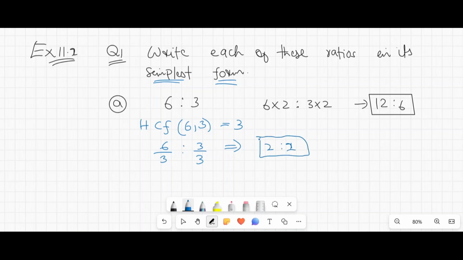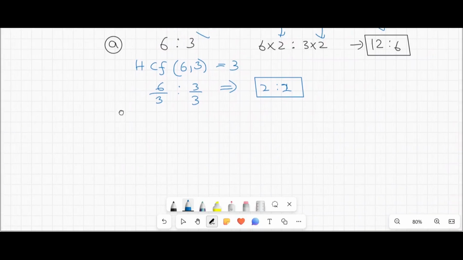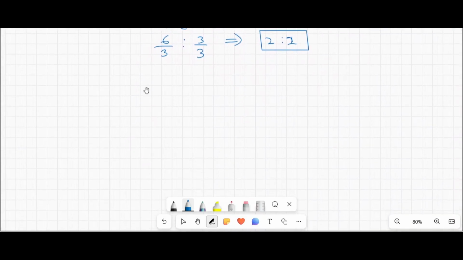So this form can exist. If you change this integer 2 with 3, there might be some other form. If you change 2 with 3, you will get 18 ratio 9, which is also the same. But now we have converted it into the simplest form. This is 2 ratio 1.